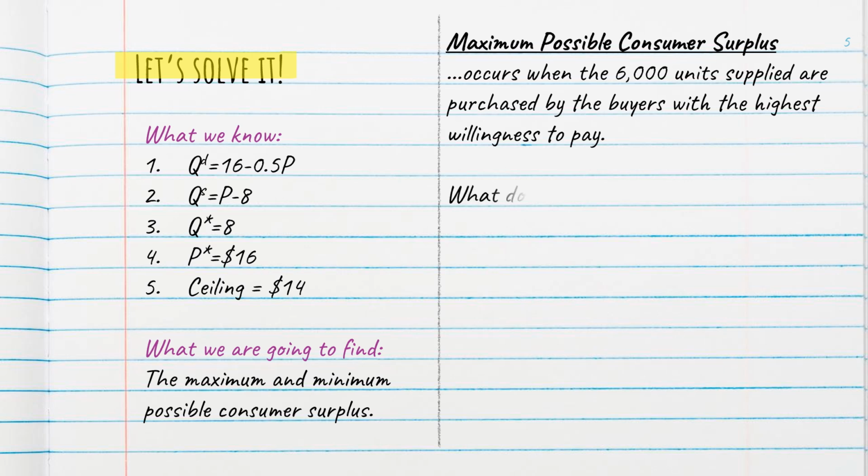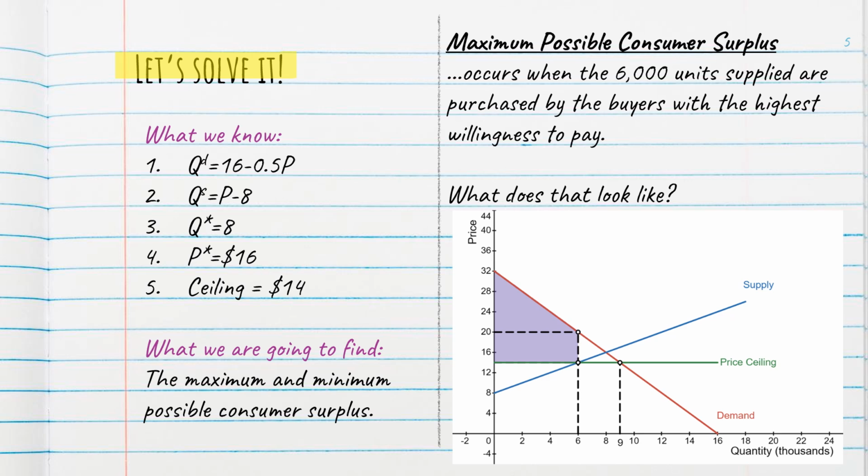Before we do any math, it's really useful to understand what this maximum possible consumer surplus looks like. So here we have a nice graph. Our supply curve is upward sloping. It intersects the p-axis at 8. Our demand curve is downward sloping and it intersects the p-axis at 32 and the q-axis at 16. Again, a price of 32 is the choke price. How do you confirm this? You can look at the demand curve and notice that if price is 32, quantity demanded goes to 0.